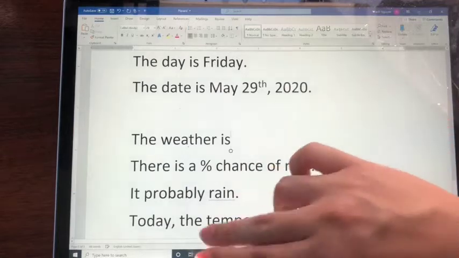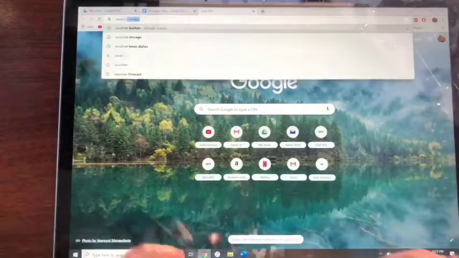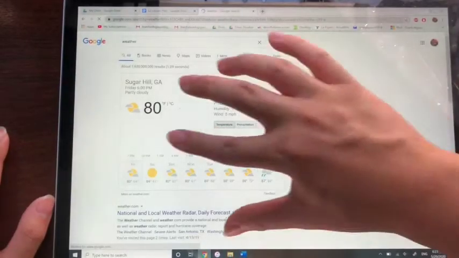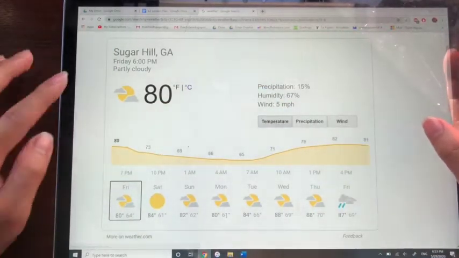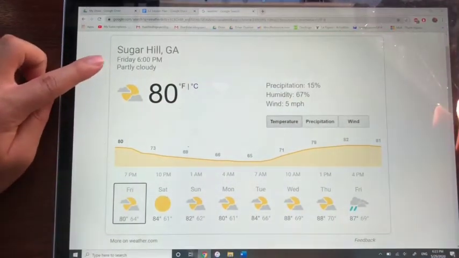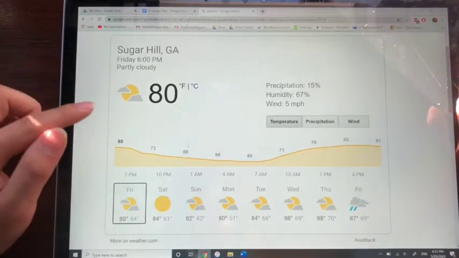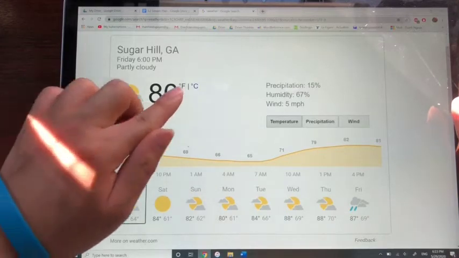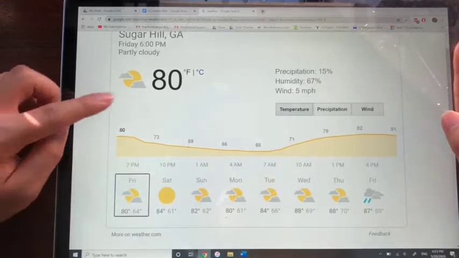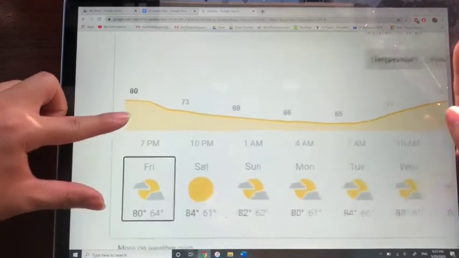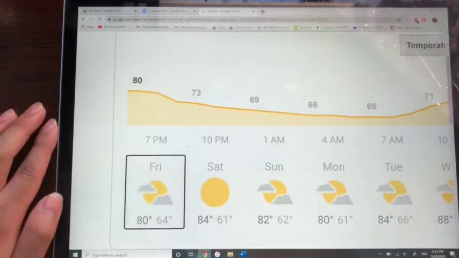The weather, let's look at the weather. You can just type weather into Google and it gives you the weather. Right now it is Friday at 6 p.m., so 6 in the evening. It is partly cloudy. The temperature right now is 80 degrees Fahrenheit. Oh, they changed this a little. Okay. At the bottom, we have the daily forecast, so we have the forecast for every day of the week.